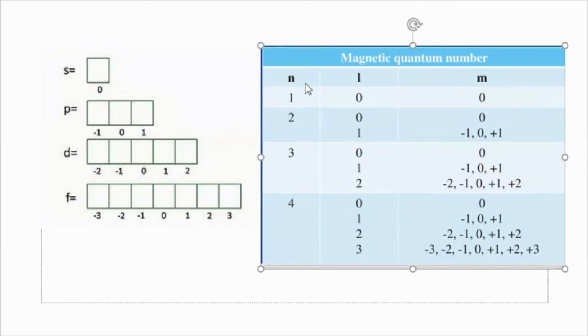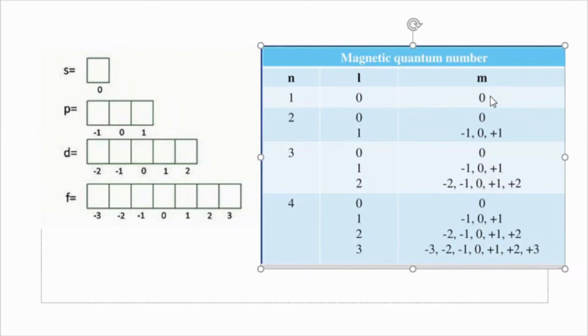So I'll tell it in English. For n is equal to 1, only the S subshell is present, so it can occupy 2 electrons. For n is equal to 2, it has 2 subshells called S and P. The S subshell has one orbital called the S orbital, it can occupy 2. The P subshell has 3 P orbitals, Px, Py, Pz, it can occupy 6. Altogether, in n is equal to 2, it can occupy 8 electrons.